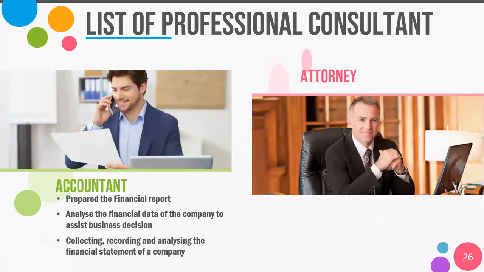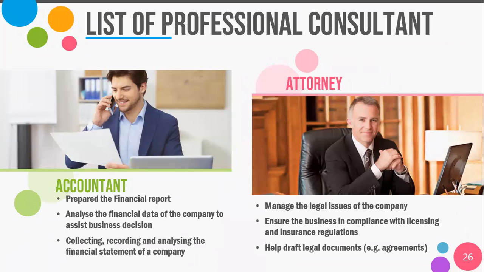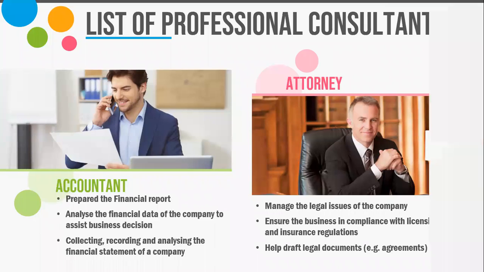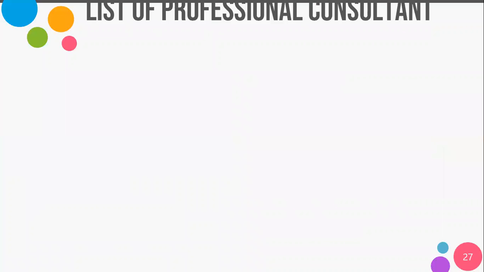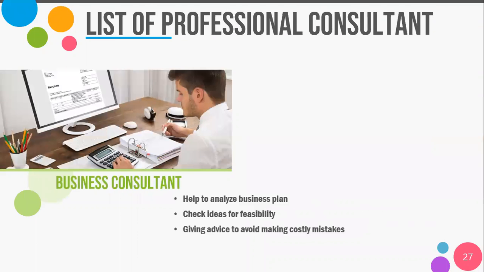So I have accountant here. So accountant, what is the role? They prepare financial reports, all the things. Attorney, as I said before, is also known as lawyer. They are the ones who manage the legal issues for the company. They are also the ones who check whether the business is compliant with the licensing and insurance regulations.